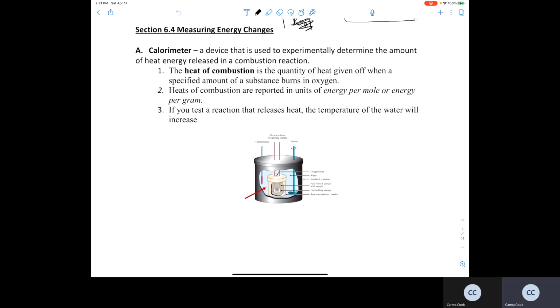This is the Chapter 6 pre-class lecture, Measuring Energy Changes and Calorimetry.